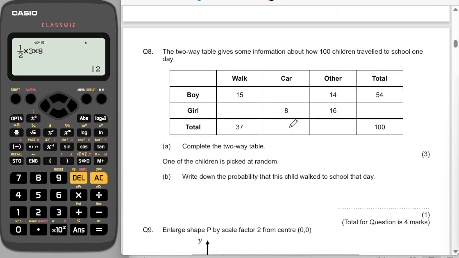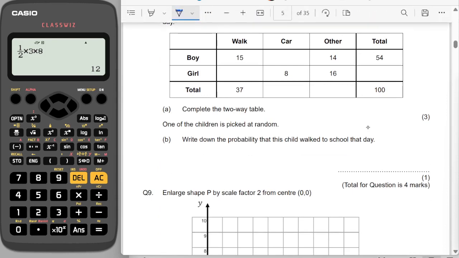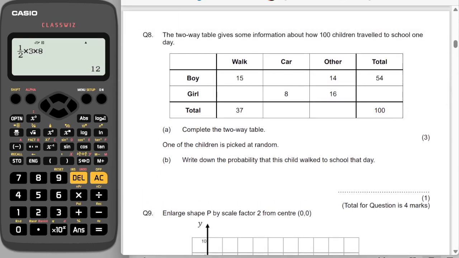Okay, question 8. A two-way table gives information about how 100 children travelled to school one day. Complete the two-way table, so we need to put in our missing values. I'm sure we've got more than one option, but I'm going to do this one first of all. 100 minus 54 is going to be 46. The next one I'll do is this one. That'll be 37 take away 15, which is going to give me 22.